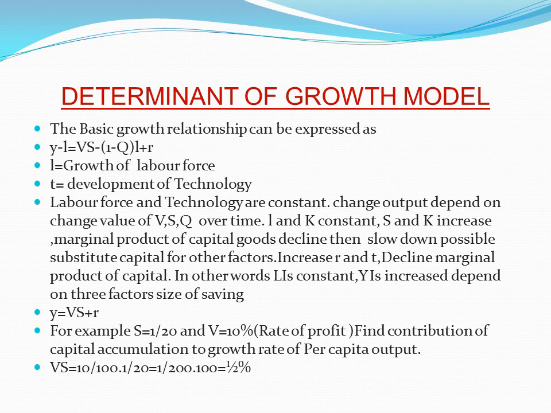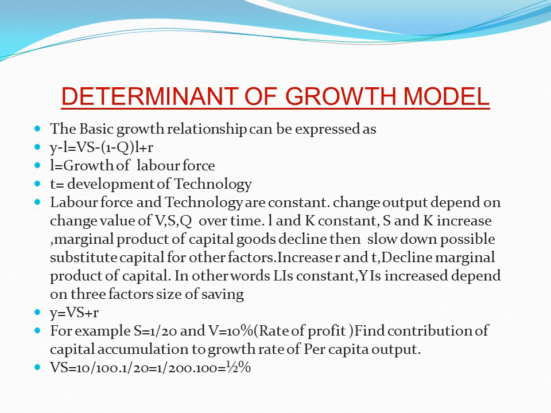If L and R are constant, and S and K increase, the marginal product of capital declines, and growth slows down. It is possible to substitute capital for other factors. Increase R and T, and the marginal product of capital declines. In other words, if labor is constant, Y increases depending on three factors: the size of saving. Y equal to V multiplied by S plus R.